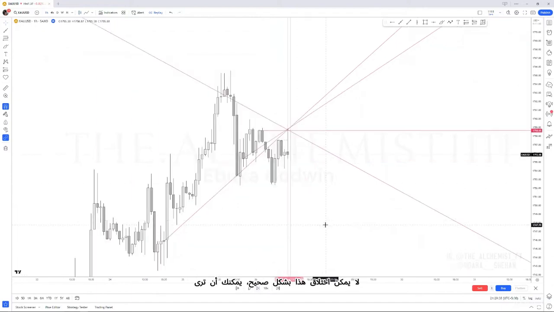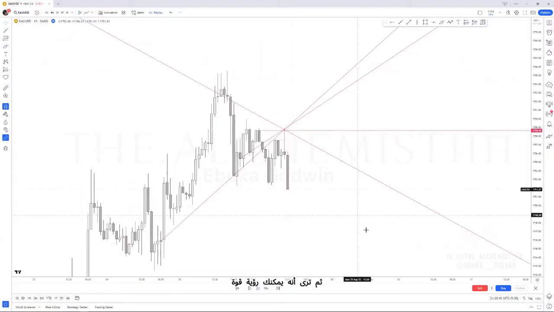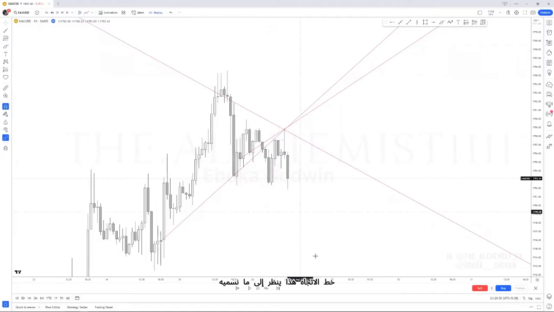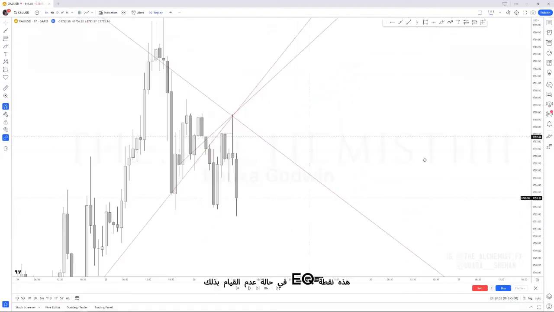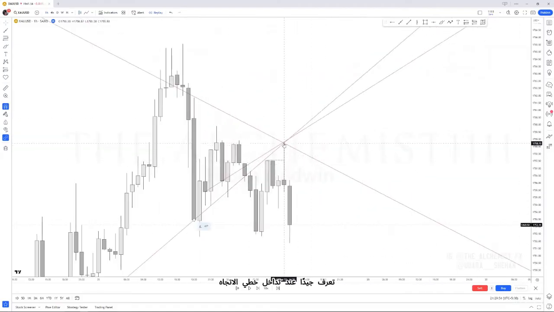See that? I can't make this up, right? You can see that very clearly. Taps right at London Kill Zone, 11:30 a.m. my time, and then see that? Can you see the power of that trend line? Look at that. We call this the EQ point, in case you didn't know. When two trend lines overlap, we call it the EQ point.